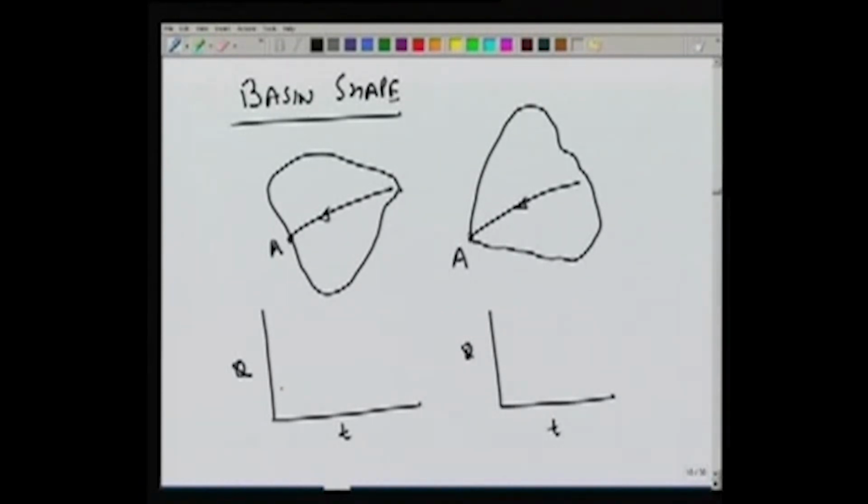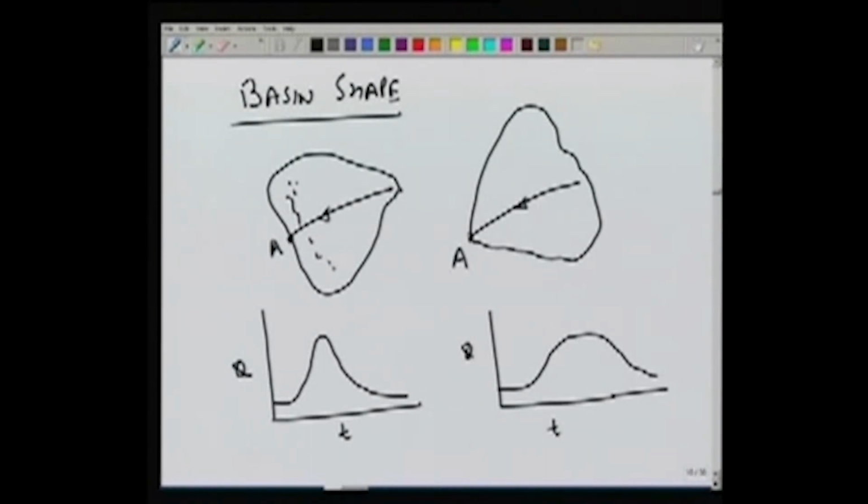And if we look at the curve, most of the rain occurring near the outlet point will reach A very fast, and since this area is large, the peak will be higher. But in the other case, the hydrograph will be more flat because the rainfall occurring in this distant area would take some time to reach the point A. So the shape of the hydrograph will be affected by the shape of the basin.